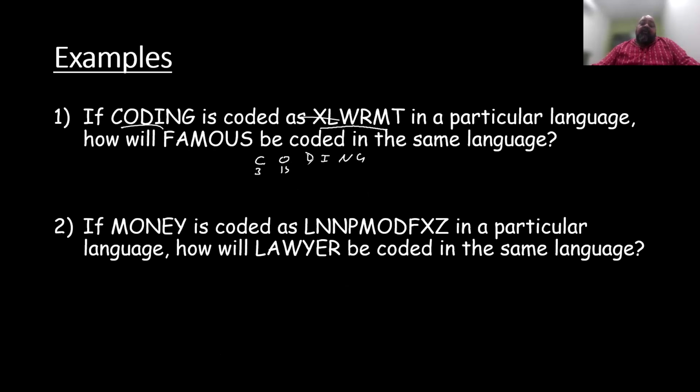3, and then the code is XLWRMT. X will be XYZ, 24. L is 12. WXYZ, 23. RST, 18. MT. What is happening here? What is happening in this question?